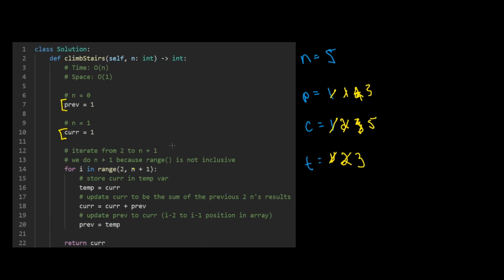And now we go to our last iteration, where n equals 5. So we update temp to be equal to our current, which is 5. And then we update our current to be equal to current plus previous. So it would be 3 plus 5, which is equal to 8. And now we just update our previous to be our temp, which is 5. And then at the end of all this, we just return our current, and our current is 8. And we know that if we have 5 steps, there are only 8 combinations, so that is correct.